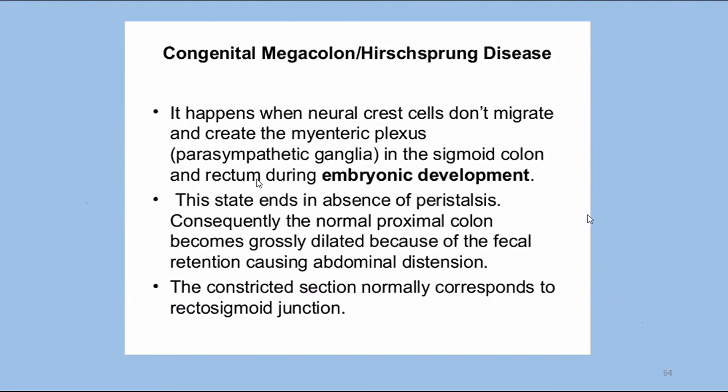So consequently, the normal proximal colon becomes dilated because the feces fail to pass through the aperistaltic area. So gas, fluid, and intestinal contents accumulate, causing bowel obstruction or bowel distension. So that's the Hirschsprung abnormality.